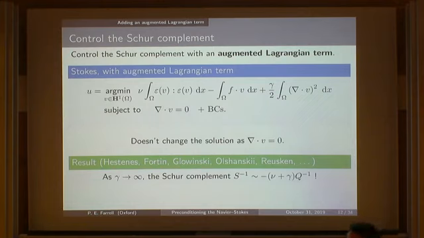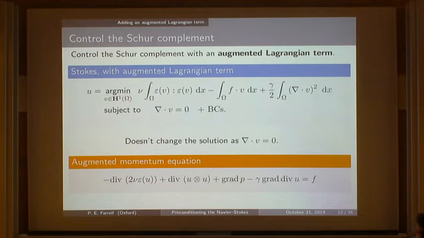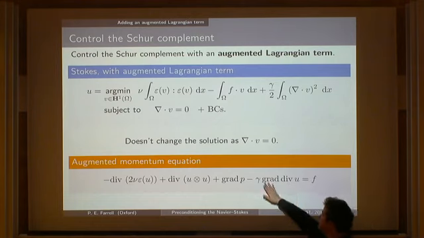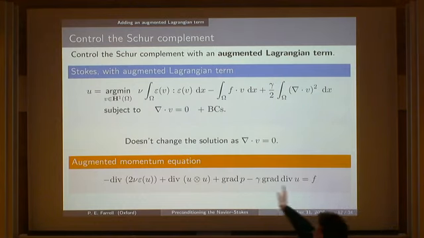And why is that? Morally speaking, you can think of it like this. As I send the penalty parameter larger and larger, this term is taking more and more of the burden of enforcing the constraint. So the Lagrange multiplier doesn't have to do anything, and that makes the Schur complement nice. That's a little hand wavy. We can be a bit more direct. When you take the optimality conditions and integrate by parts, it adds this term here, minus gamma grad div u. This is the term that will give us control over the Schur complement, but it's going to make solving the momentum equation much harder.